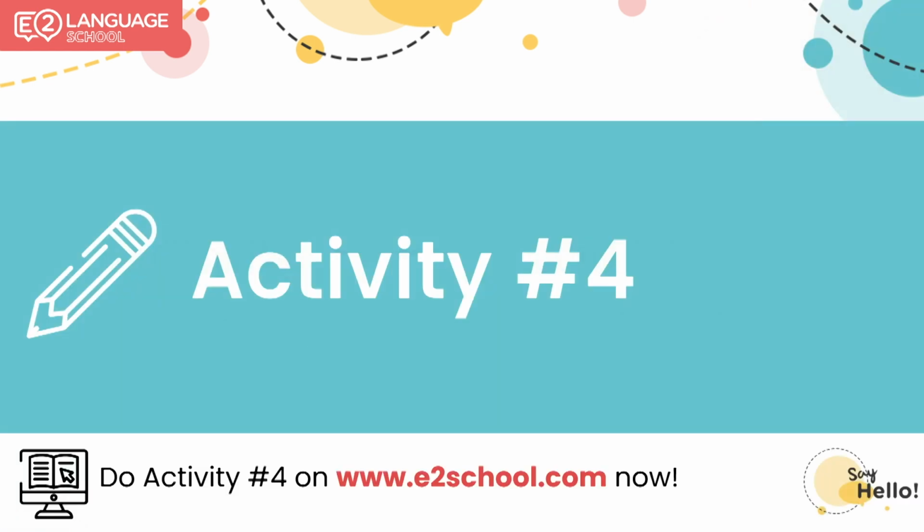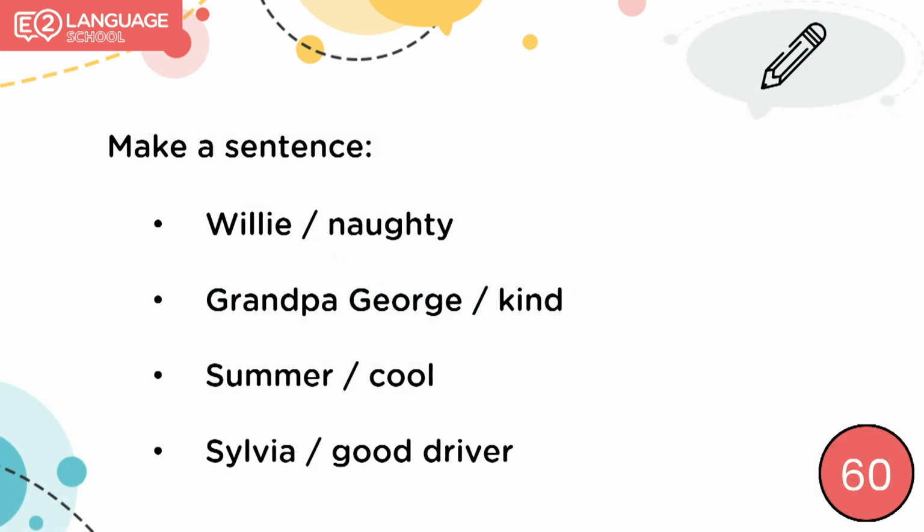Right, now it's time for our 4th and final activity of the lesson. This is quite an interesting creative activity. What you need to do is make a sentence. So you need to use these words to create a sentence that has an est or most adjective. Okay, you have 60 seconds, 1 minute. Are you ready? Let's go.